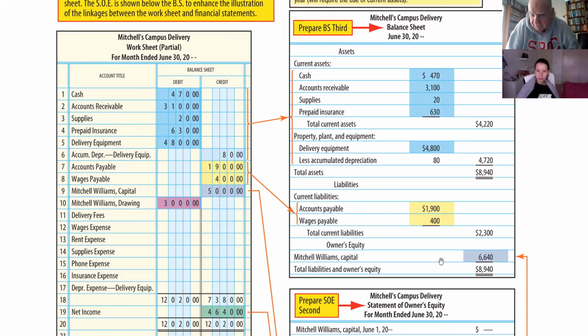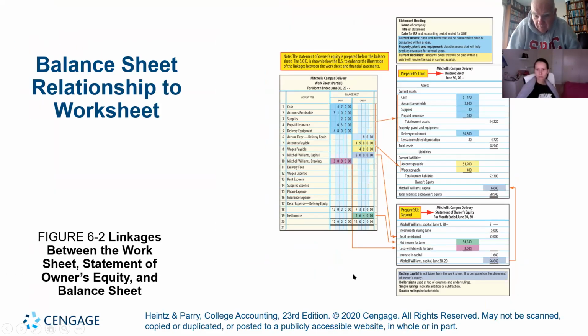Now we just have to put the new capital number in. And what was the capital at the beginning? It was 5,000. We had that net income of, what was it, 4640, I believe, minus the 3. And I'll move this up here. Oh, good. I'm glad they're showing it.